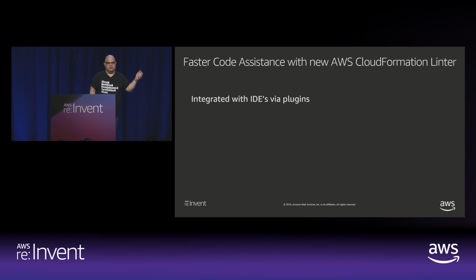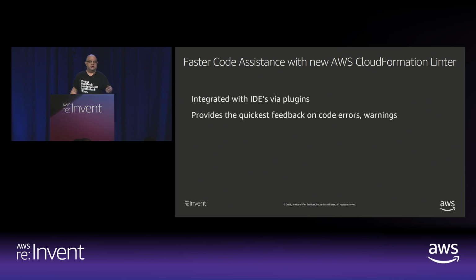Now we'll have a linter that is super easy to integrate with IDEs via plugins. And I'll show you a couple here, but there's about 5 or 6 plugin integrations that are available already. This provides the quickest feedback on code errors, warnings. It obviously does syntactical evaluation of YAML and JSON, but it goes further than that. It checks for template limits. It checks for whether or not you have required parameters in place. It has a lot of checks out there.